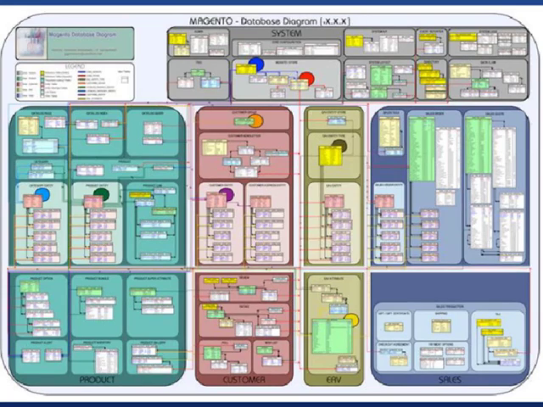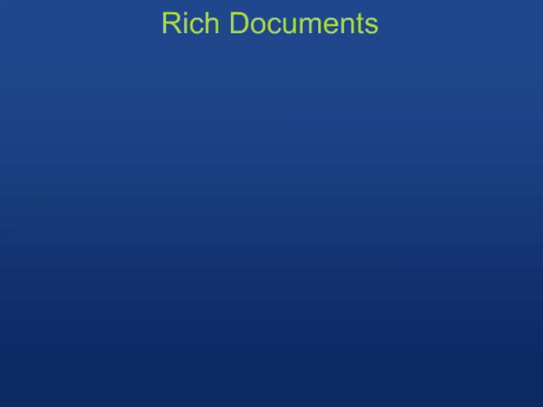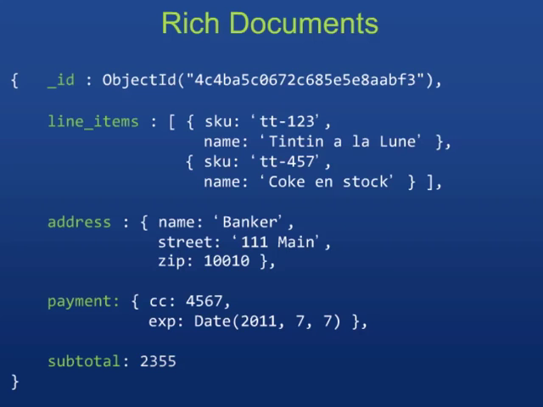So by contrast, in MongoDB, documents can be very rich. So for example, here is a sample purchase order document. Now, this may or may not be realistic for your application, but what's interesting here is that I can store all the information for my purchase order in a single document.